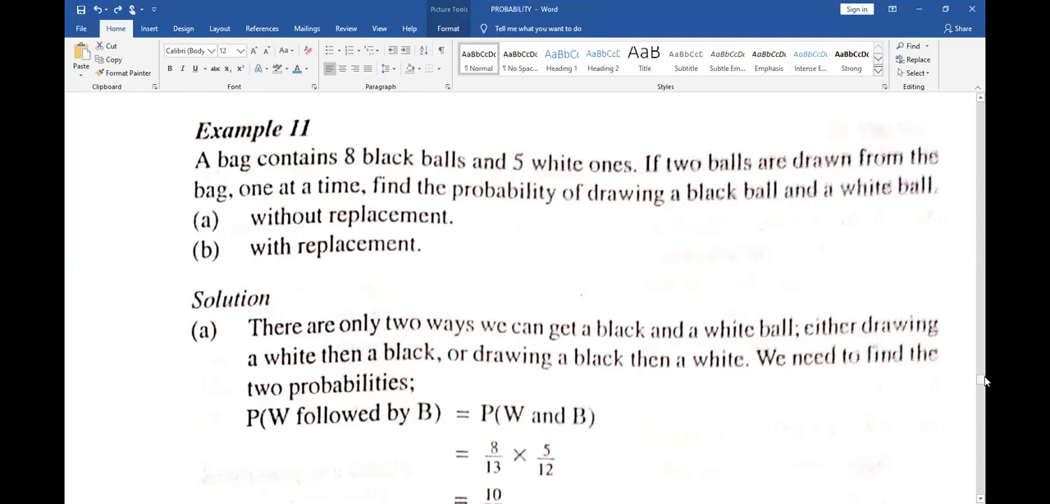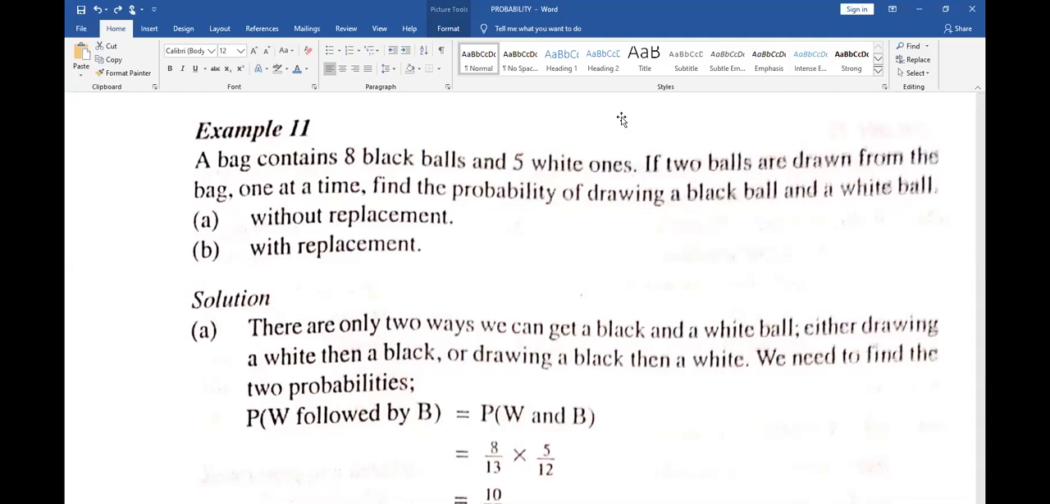Finish the tree diagrams. So a bag contains 8 black balls, 5 white balls. 2 balls are drawn from the bag one at a time. So you have 8 black balls plus 5 white balls. Total number of balls is 13 balls. Now, find the probability of drawing a black ball and a white ball, in that order, a black ball and a white ball, number 1, without replacement, and number 2, with replacement.